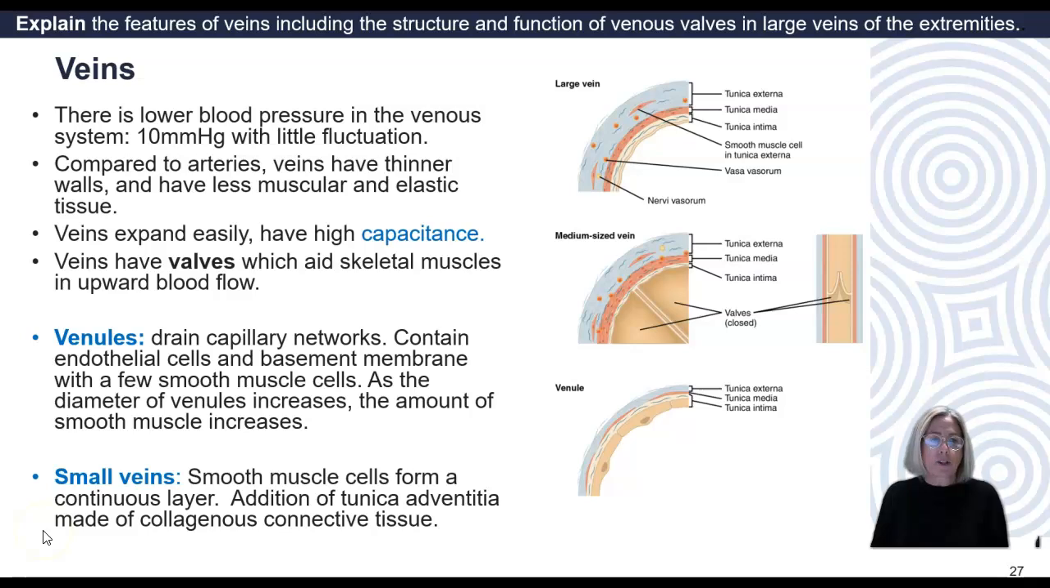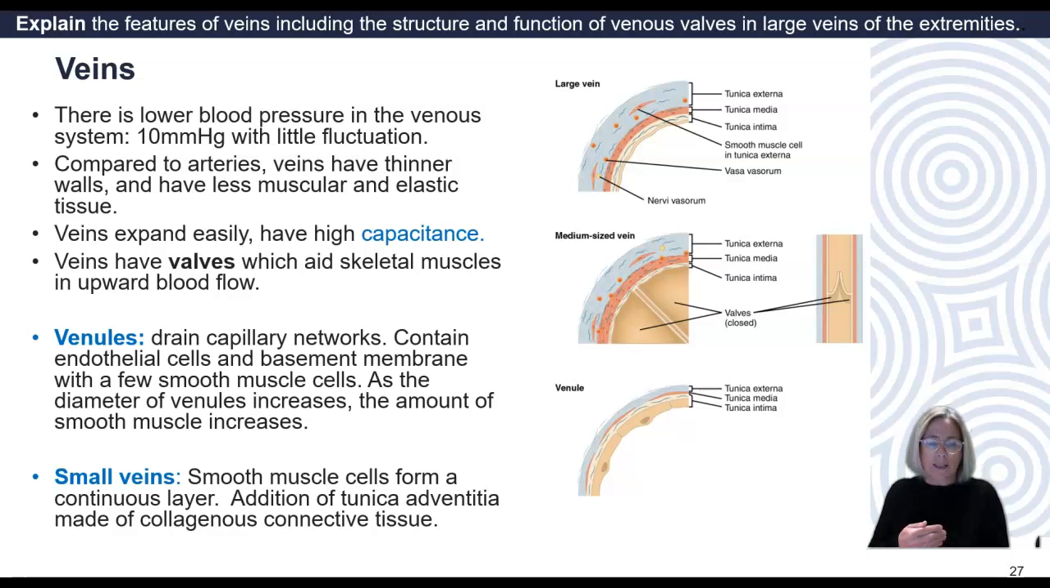We're going to finish up now talking about the veins and the venous system in general. Remember that there is lower pressure in the venous system compared to the arterial system. And the pressure is about 10 millimeters of mercury, and it doesn't fluctuate very much. Compared to arteries, we've mentioned this before, veins have thinner walls and they have less muscular and elastic tissue. Now, because the walls are thin, it means they can expand easily, okay? So we say that veins have high capacitance, or they are high capacitance vessels.